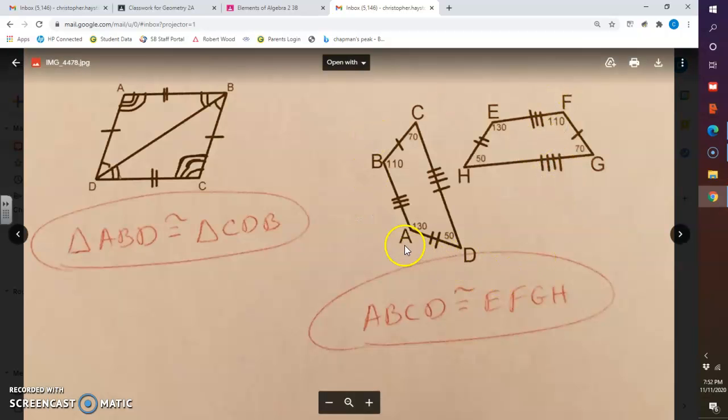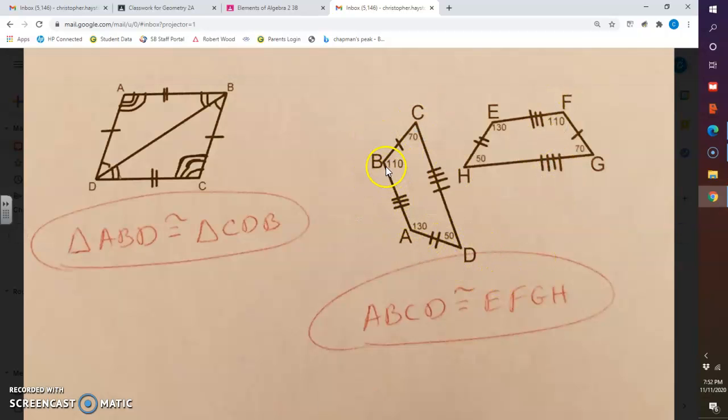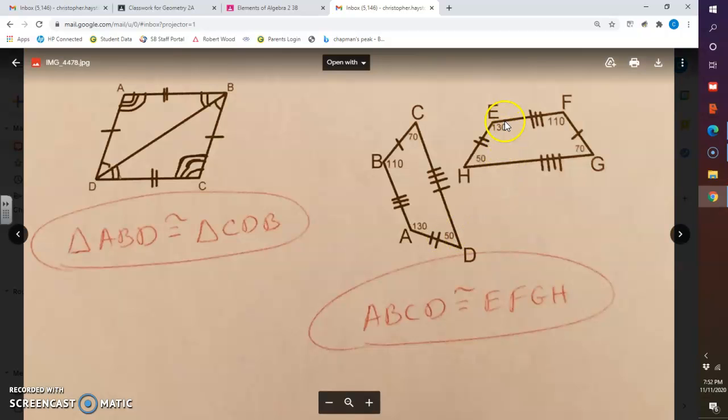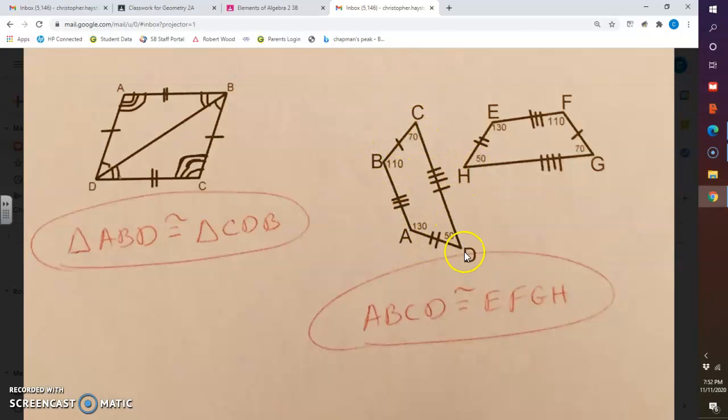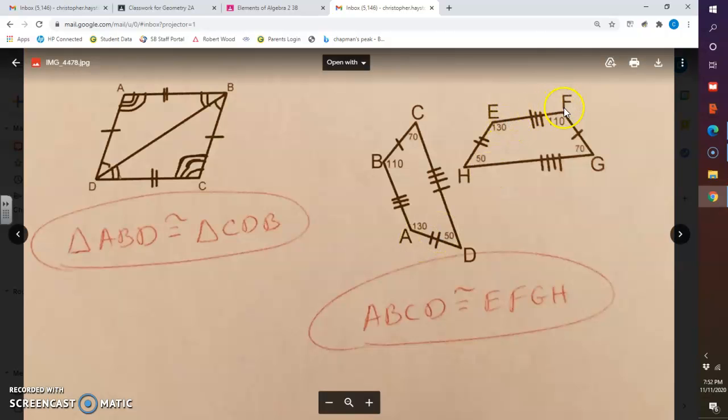Same thing with a four-sided figure, ABCD: 130, 110, 70, 50. 130, 110, 70, 50. So EFGH. Or ABCD, 3, 1, 4, 2. Same thing up here. 3, 1, 4, 2. The same order.